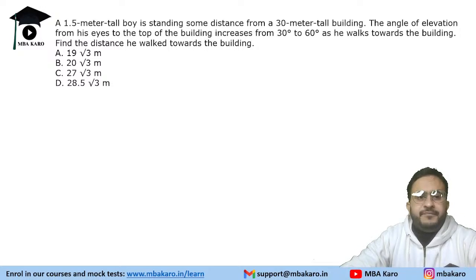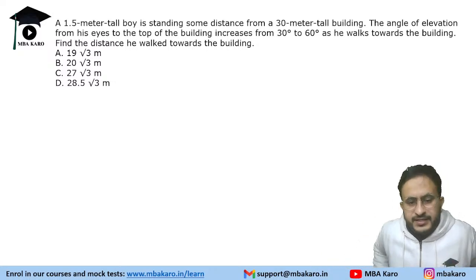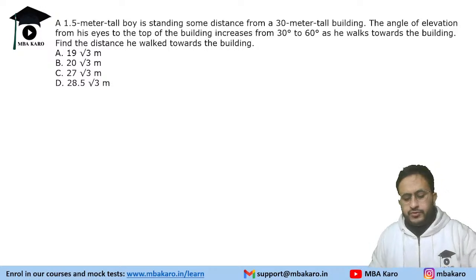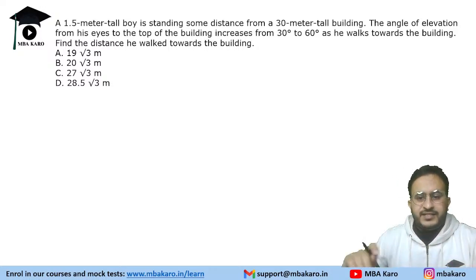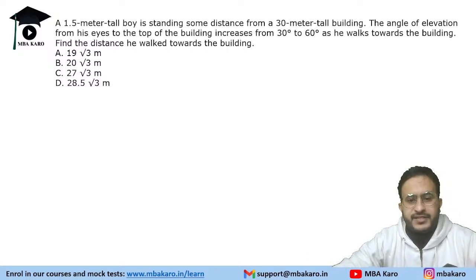A 1.5-meter tall boy is standing some distance from a 30-meter tall building. The angle of elevation from his eyes to the top of the building increases from 30 degrees to 60 degrees as he walks towards the building. Find the distance he walked towards the building. So there's a boy standing at some distance, and he walks towards the building, and the change in angle of elevation is given to us. So we need to find the distance that the boy walked.